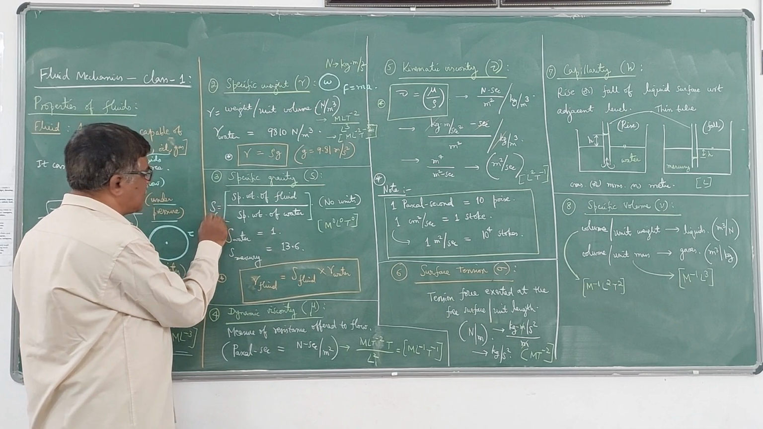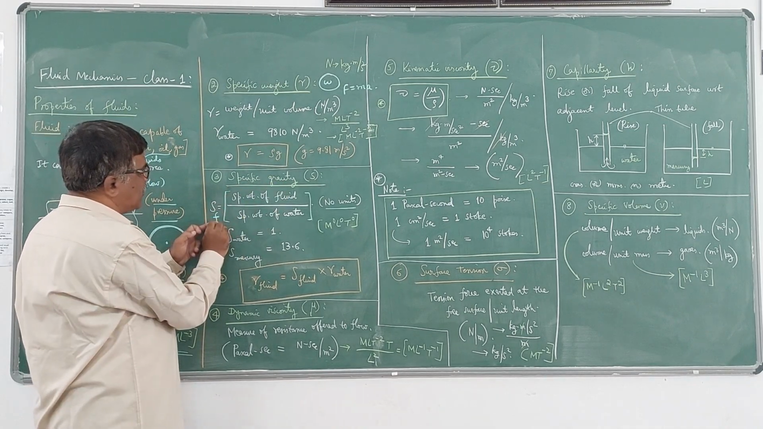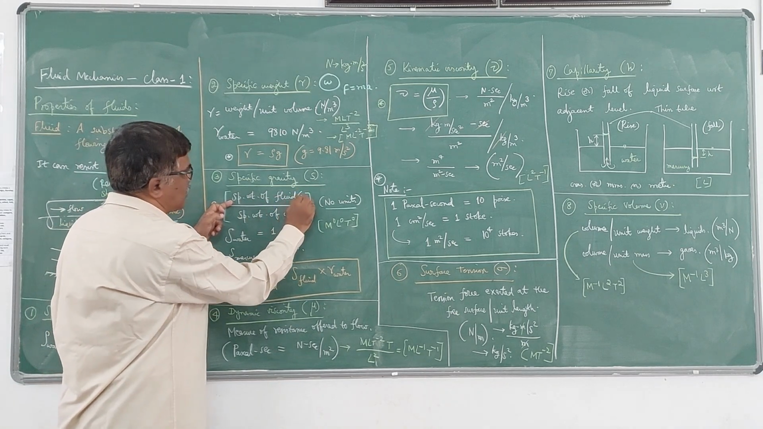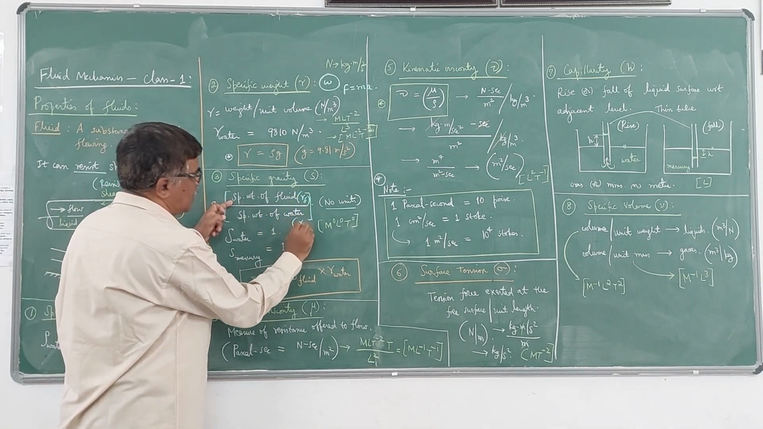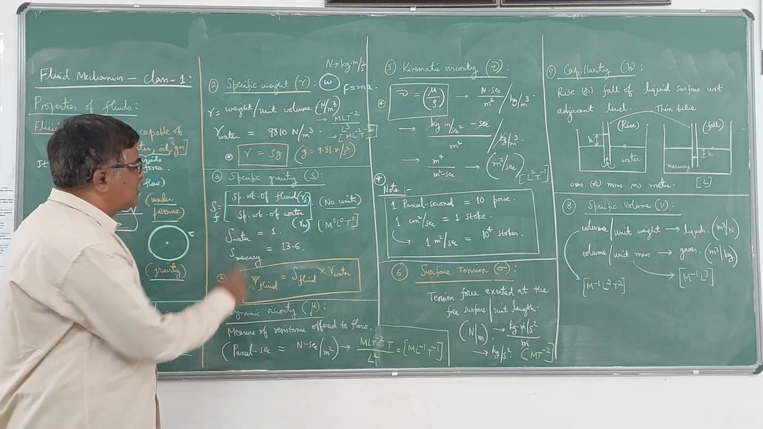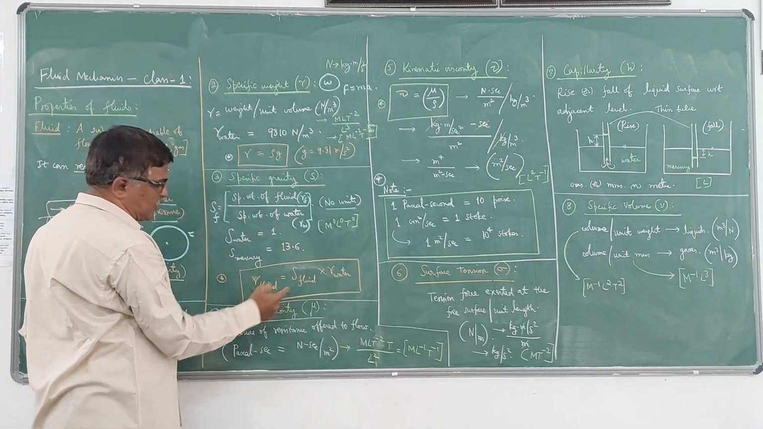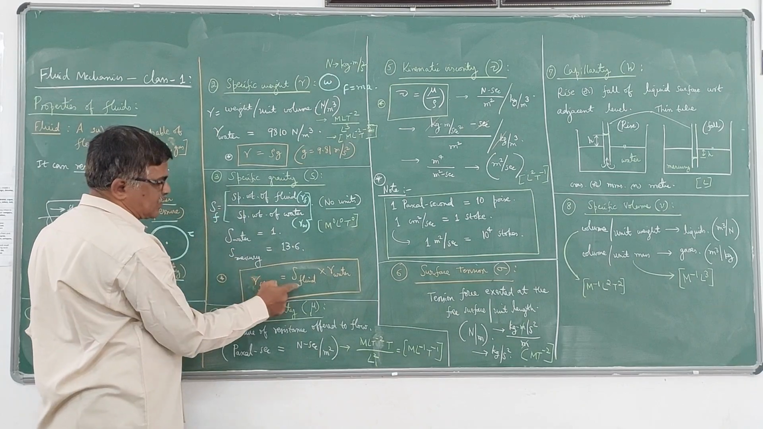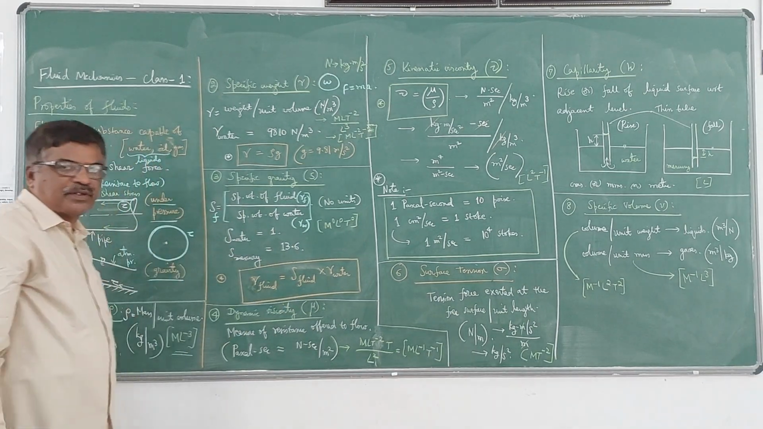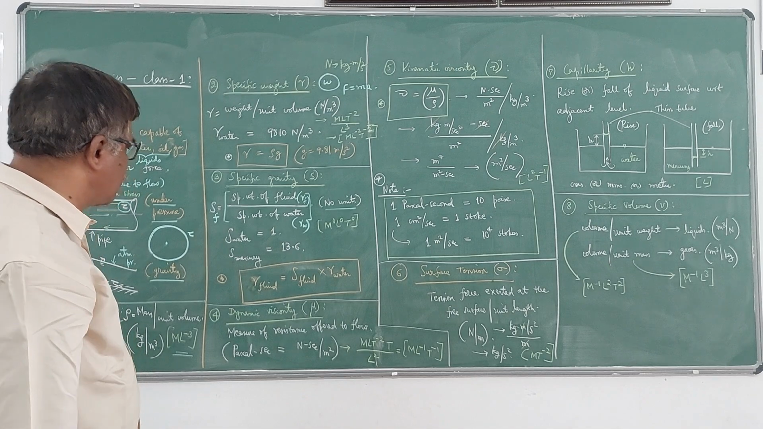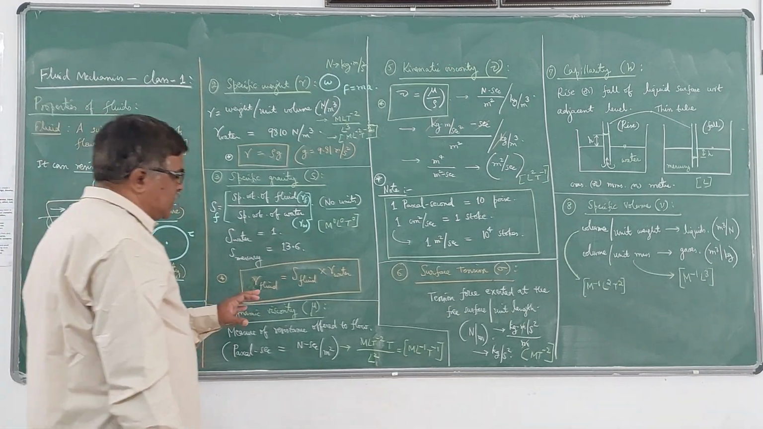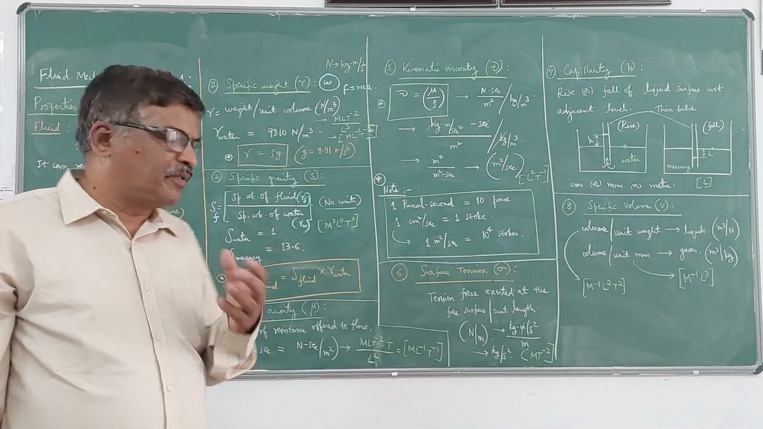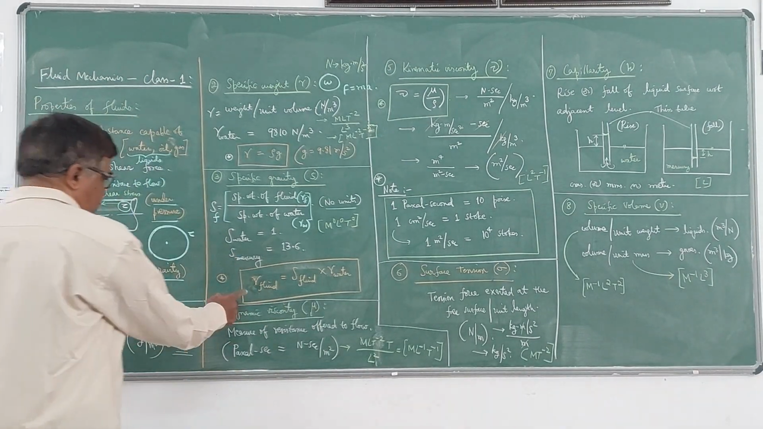So specific gravity of any fluid is equal to gamma of that fluid divided by gamma w, okay, or if you want, gamma f is equal to gamma w multiplied by S_L, that is the specific gravity of that particular fluid. So that means by knowing the specific gravity of the fluid, you can always compute the specific weight of that particular fluid using this formula.